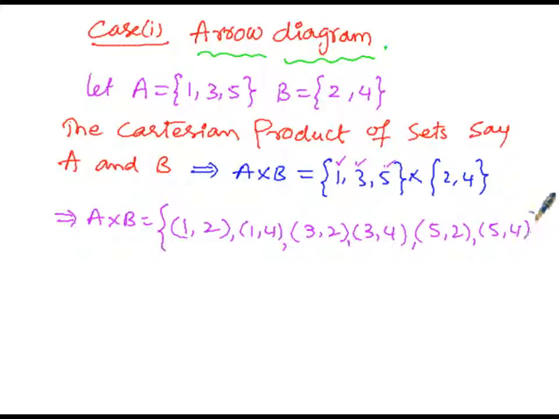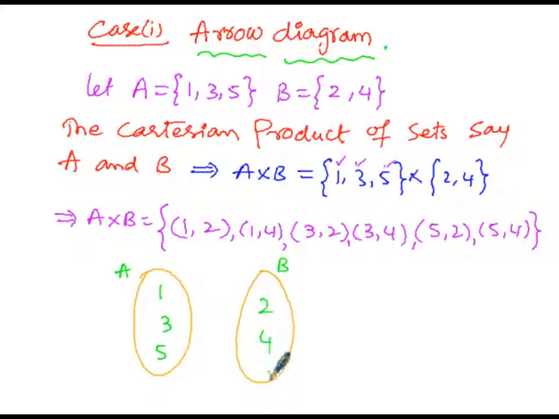So here we have to show all these ordered pairs by means of the first method, that is called the arrow method, that is the arrow diagram. In order to show by means of the arrow diagram, here is the first set and this is the second set. The first set is denoted by A and the second set is denoted by B. The elements of the first set are 1, 3, 5 and the second set consists of the elements 2, 4. And now the arrow diagram of A cross B elements, that is 1, 2.